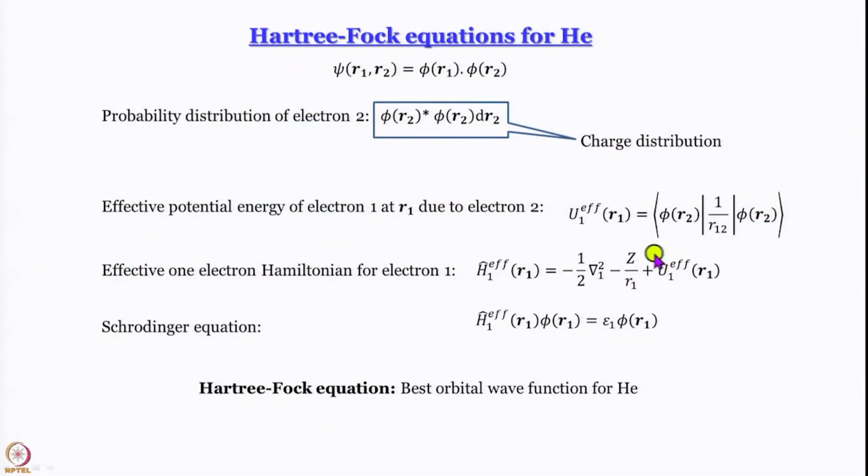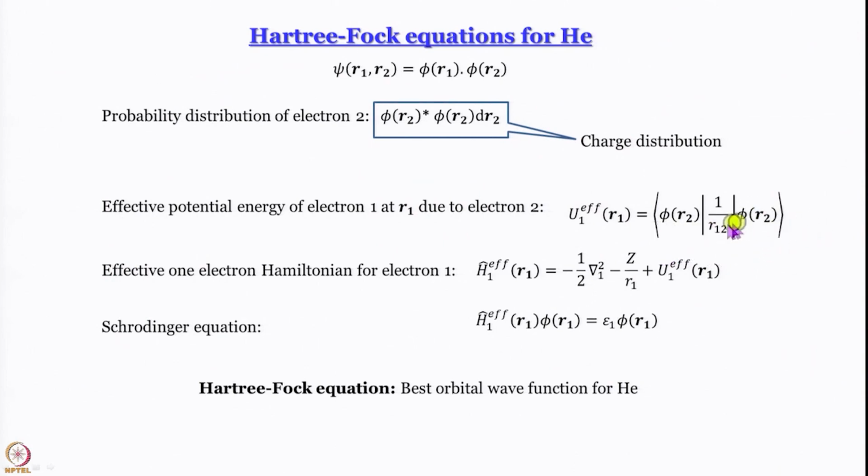We are at a very interesting juncture of discussing Hartree-Fock equations and how they are solved using self-consistent fields. We have learned what Hartree-Fock equations are. We have written the Hartree-Fock equation for the helium atom, and while doing that we invoked this effective potential energy of electron 1 at its position R1 due to the presence of electron 2, and we wrote it as the integral of phi of R2 star multiplied by phi of R2 divided by R12, dR2. Well, I should say dR2, not d tau.